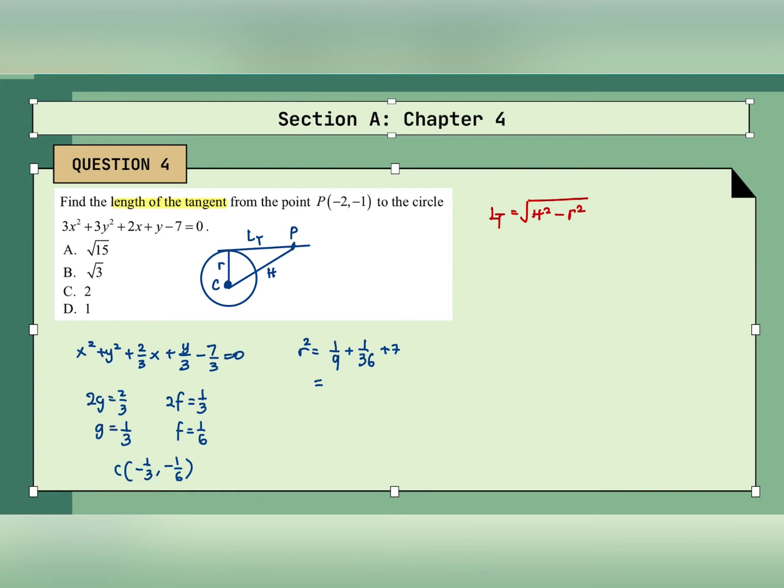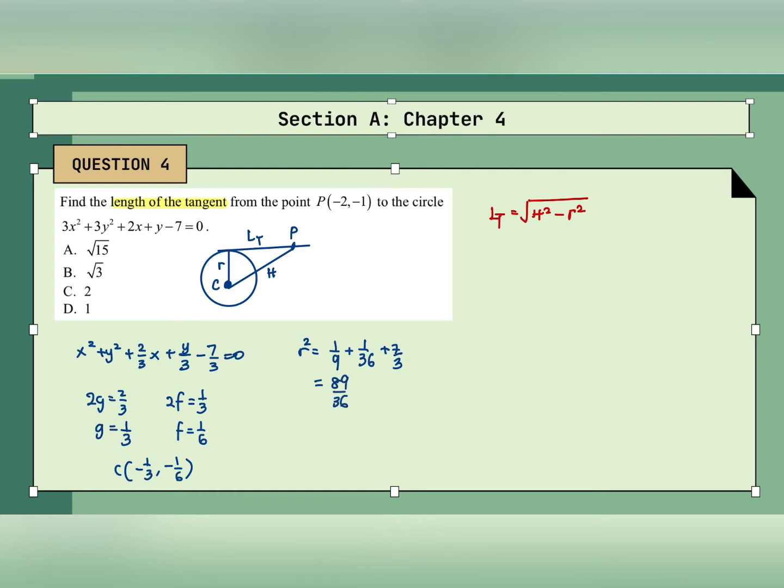1/9 tambah 1/36 tambah 7. Sorry, bukan 7. C kita adalah 7/3. Okay, this is where my mistake is lah. C kita yang ini negative 7/3. Okay, 7/3. Okay, here I get 89 over 36.